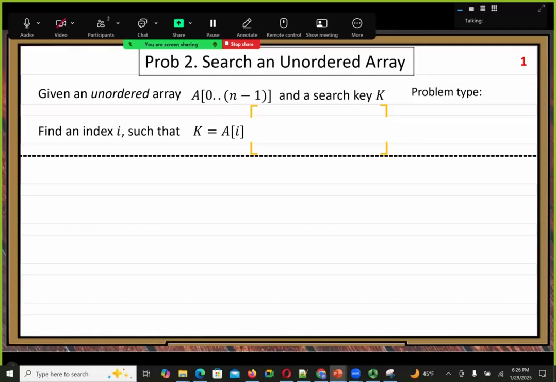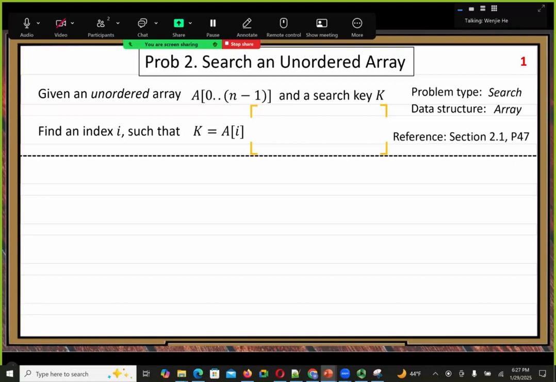For this class, we will work on 3 basic types of problems. This one is the search type. We will do search, sort, and selection. That's the 3 basic types of questions. So this one is our first search problem. The data structure we use is array, a very simple array. Reference section 2.1.